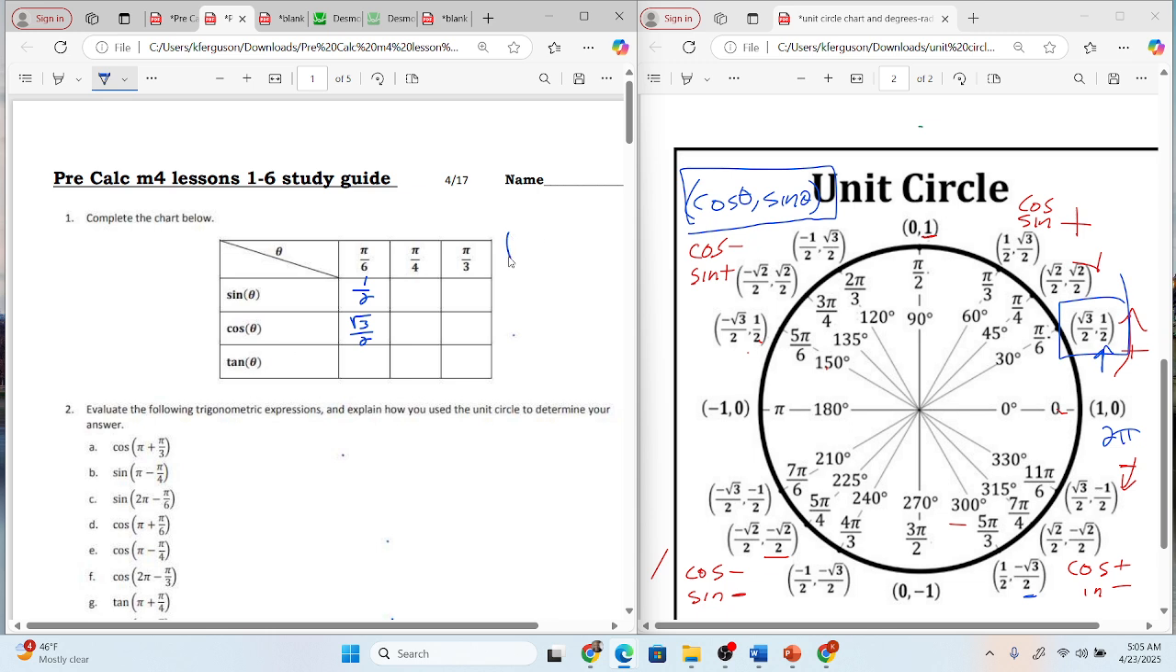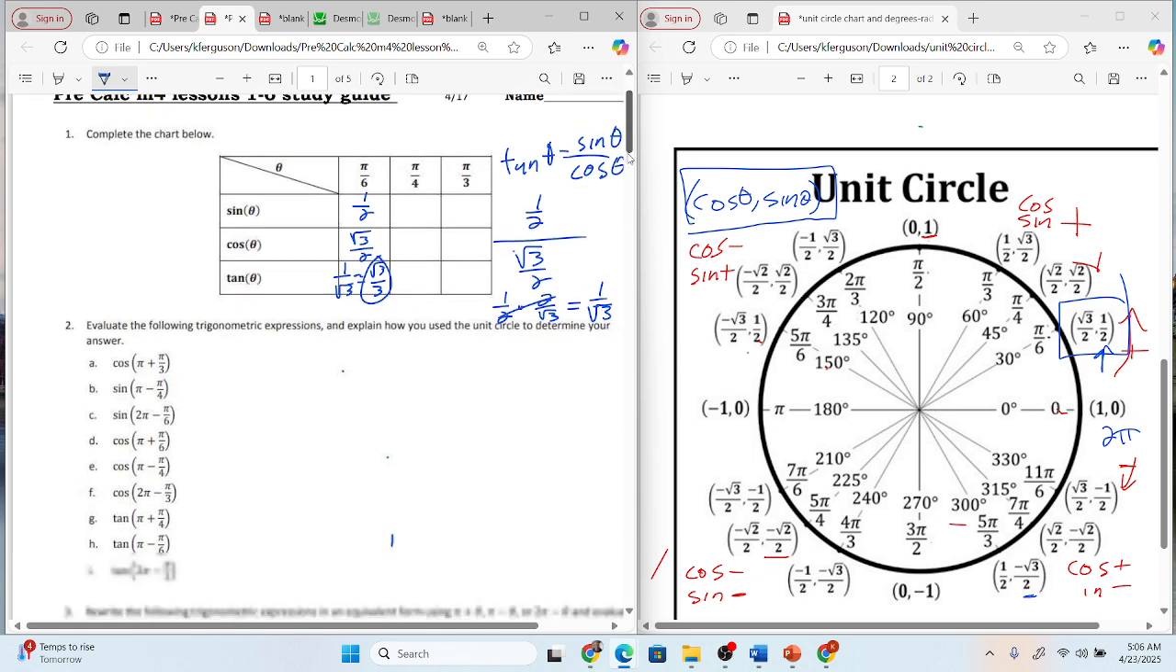And tangent of theta is sine theta over cosine theta. So sine is 1/2 over square root of 3 over 2. And what kind of a problem is that? Keep, change, flip. So I got 1/2 times 2 over the square root of 3. The 2's cancel off, and I have 1 over the square root of 3. But what have we said about this? You can't have a radical in the denominator, so I'm expecting you to rationalize. So that's square root of 3 over 3.